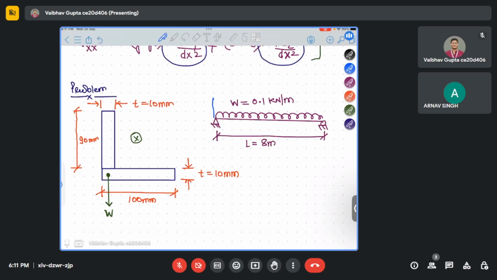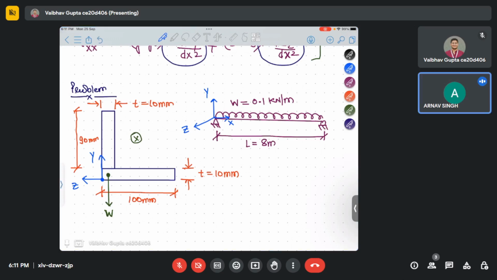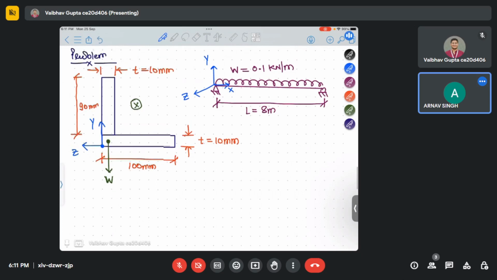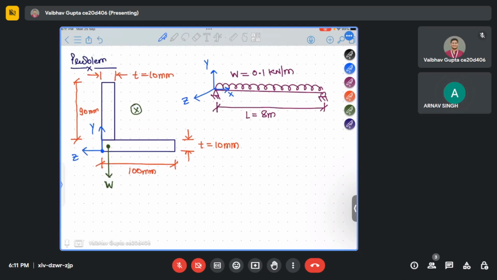This is as usual Y, this is X, and this is Z. For this we'll assume it starts from the origin at the bottom point. Till now understood all the things? Any doubt? No, sir. Okay, so this is the problem. Now first thing, where is the load applied? You have to find out. It's acting on the y-axis, you are clearly seeing it is applied on the y-axis.